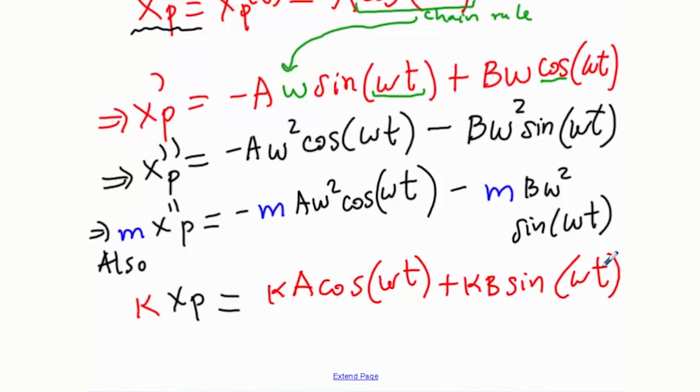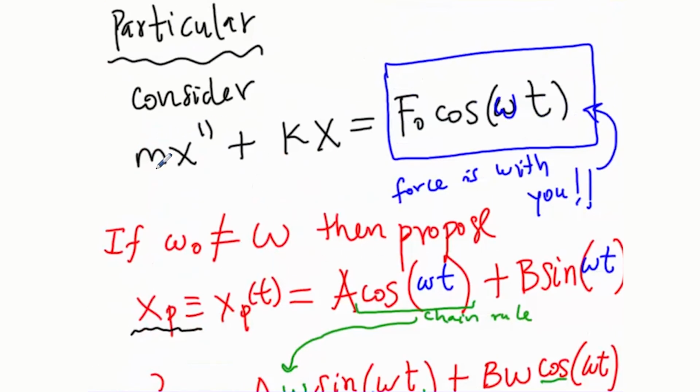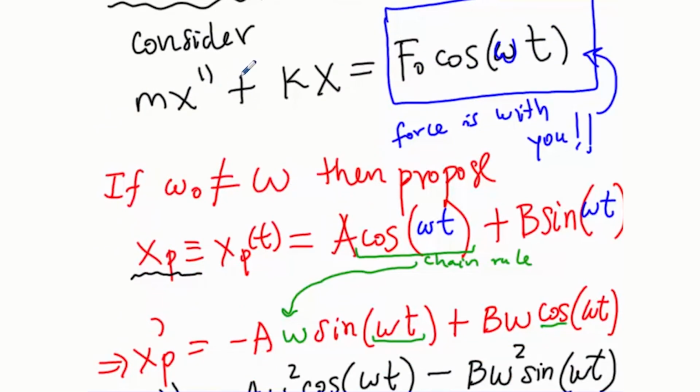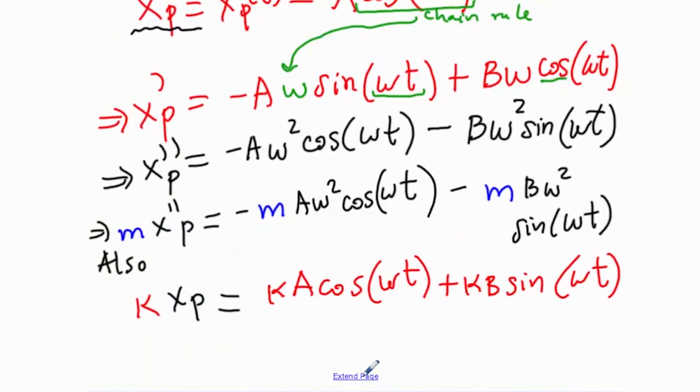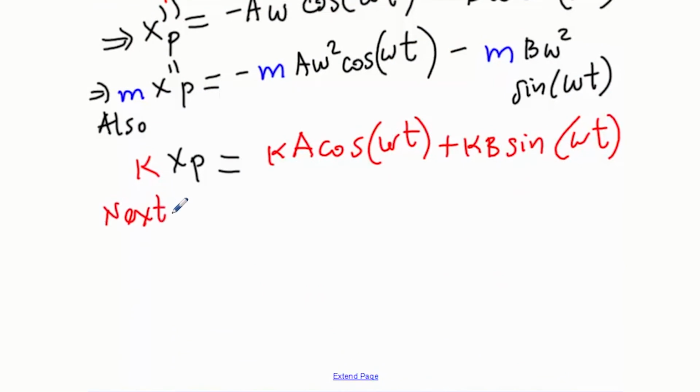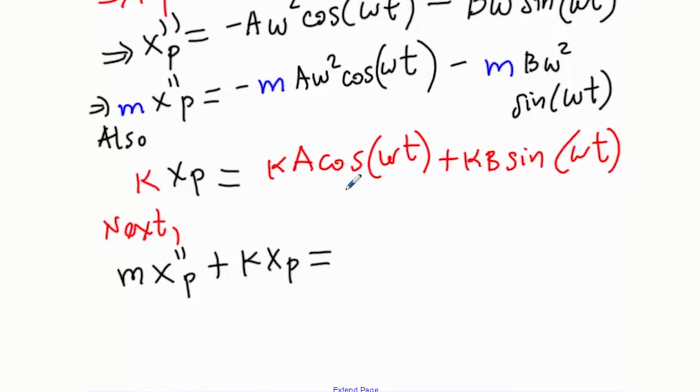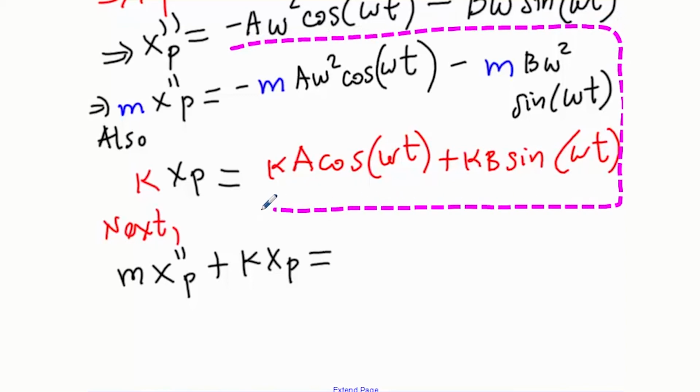So let's now consider an evaluation of this. Sometimes we refer to this as an operator. So this second order equation, m times the second derivative plus k times the actual function. That means that if we consider m x double prime p plus k x p, it's basically bringing together and adding all these terms. So if we do that, we would be able to collect terms.